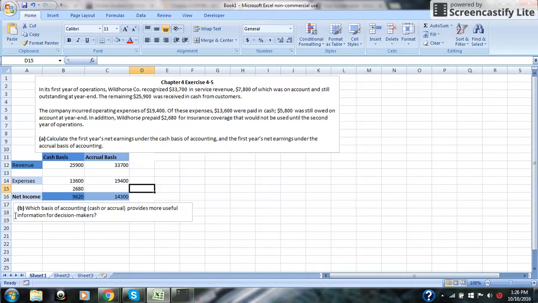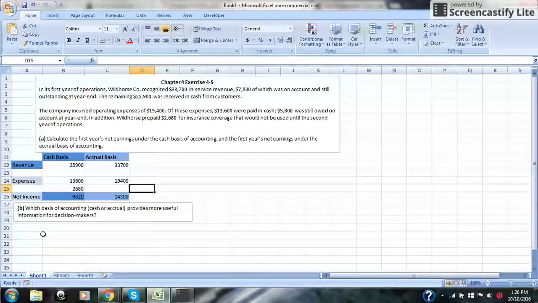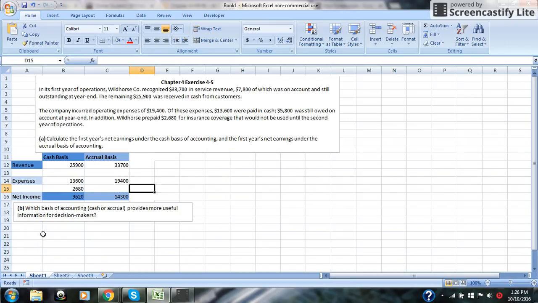And then for part B, it says, which basis of accounting, cash or accrual, provides more useful information for decision makers? And the answer to that is accrual, because it actually gives us a real idea of what expenses and what revenues not only transacted in that period, but also ones that should be included in the information. So this is a more accurate account of the Wild Horse Company's net income for this period of time.